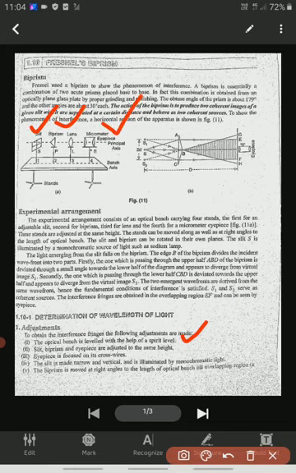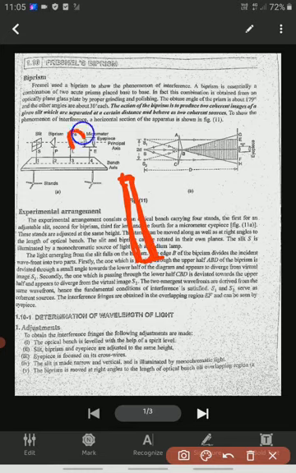The eyepiece is focused on its crosswire. The light is made incident on the slit and focused on the crosswire. Next, the slit is made narrow and vertical. We should adjust it like this. And it is illuminated by monochromatic light.